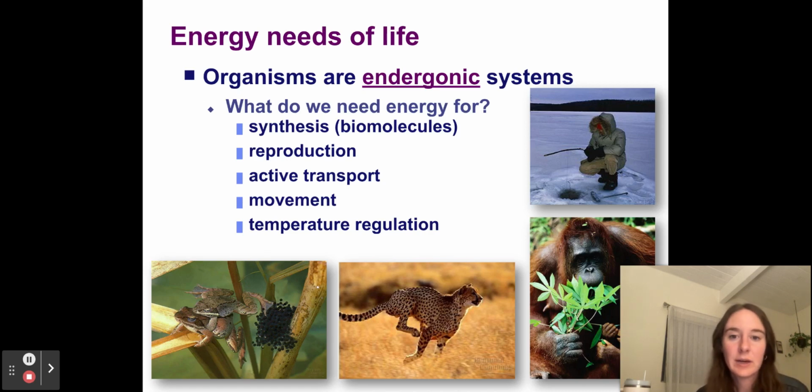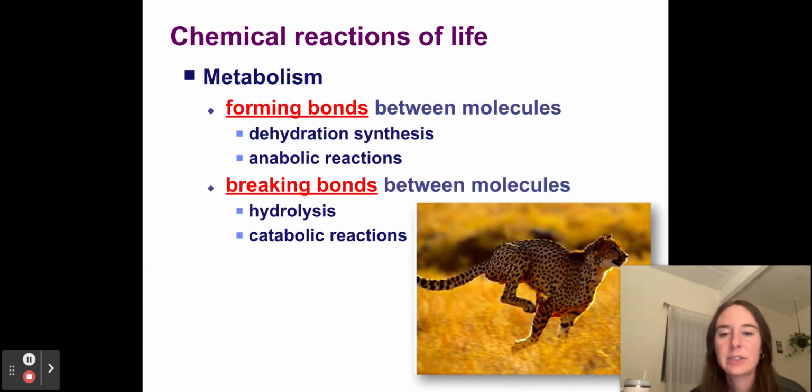And so where does that energy come from? Well, it comes from metabolism. It comes from our food and breaking down our food to get energy. Okay, so we just talked about metabolism, and once again, metabolism can be forming bonds between molecules. So for example, in Unit 1, we talked about dehydration synthesis. That's taking two molecules and causing them to come together by taking out water. This is called an anabolic reaction. An anabolic reaction is the forming of new molecules, so the building of molecules.